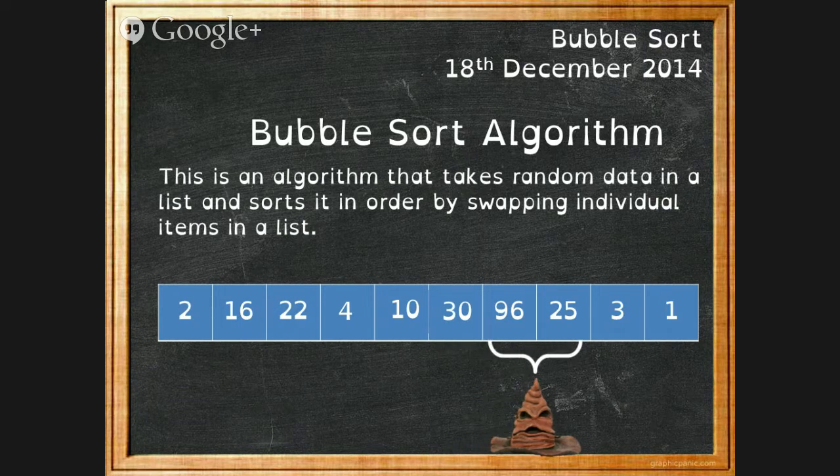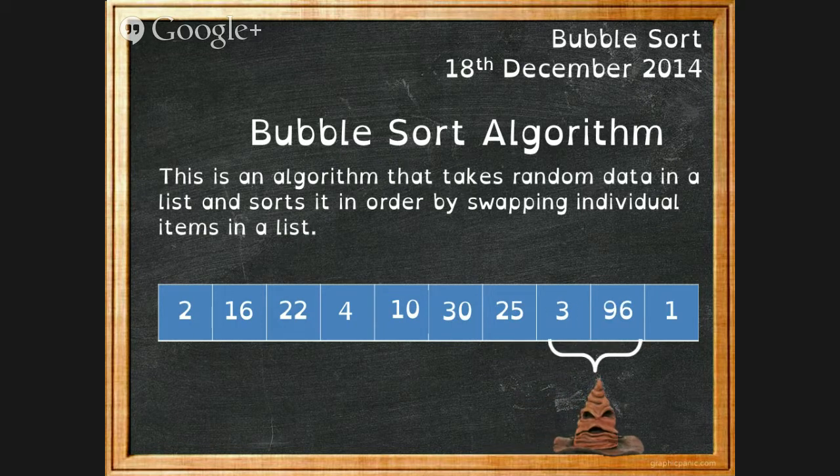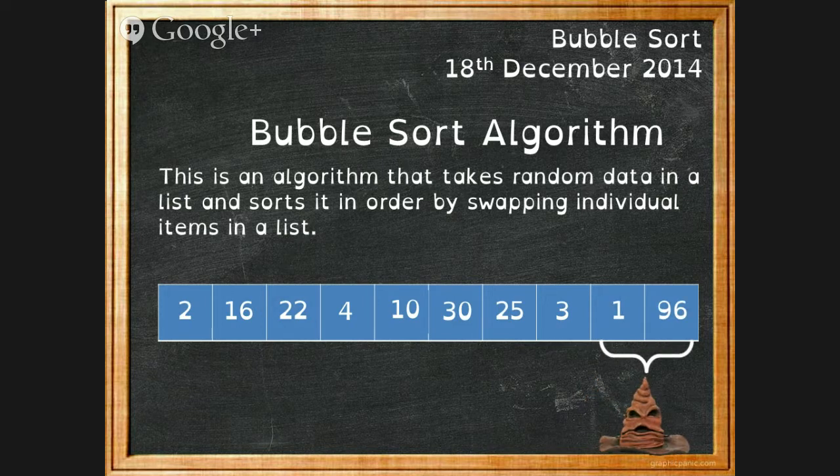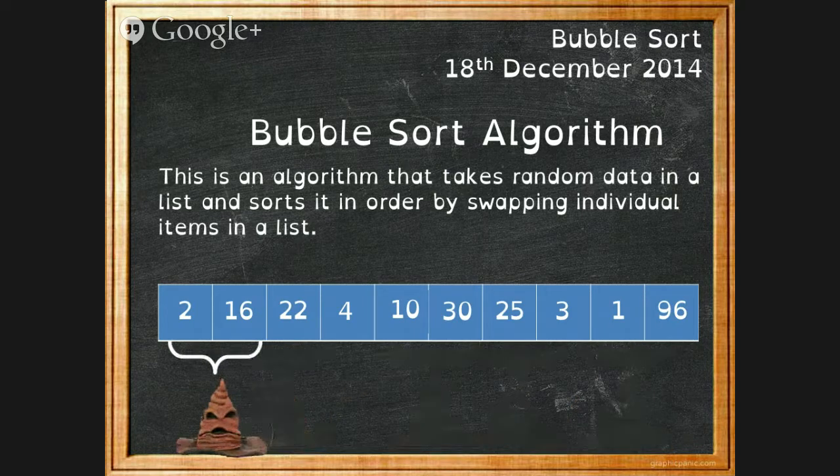Okay, 96 and 25, swap them over. Again, 96 and 3, we're going to swap it over. 96 and 1, we're going to swap over. Now at that point, we've reached the end of the array. So the way that bubble sort works is that it goes through and swaps items until it gets to the end of the array, and then it goes all the way back to the beginning again, and does it again, and it keeps going.